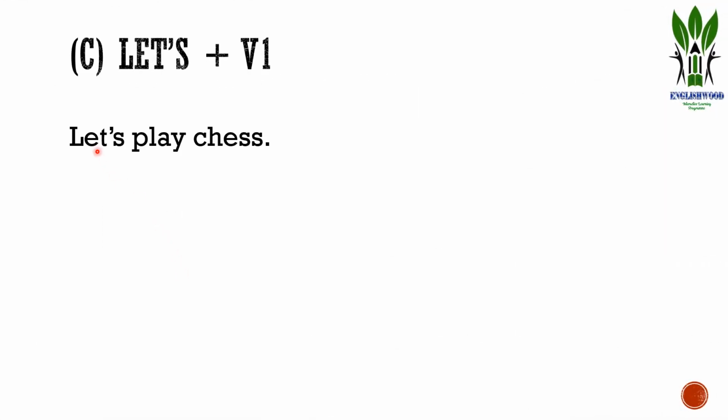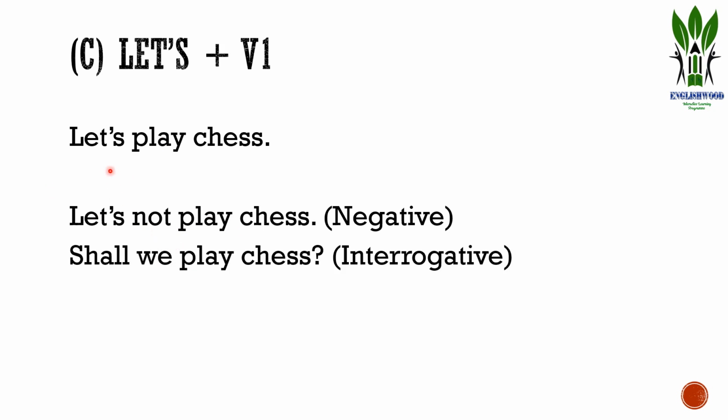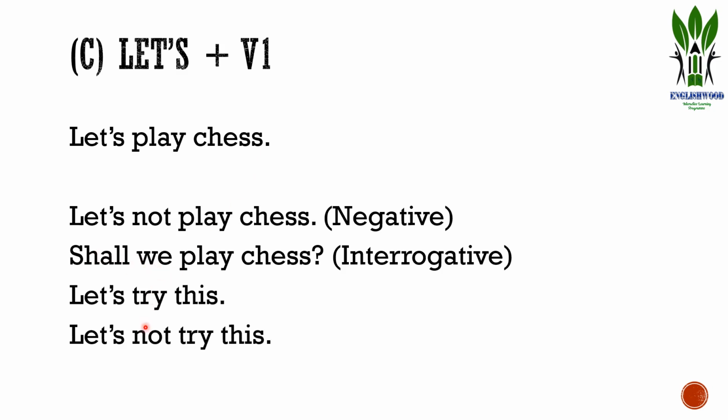Let's plus verb 1 now. Let's play means let's not play. Negative. So not, don't, okay? Don't let's play. No, just very odd. Okay, let's not play. Just before the main verb, use not. Okay, you just use not after let's. Let's not play. Then with the let's is shall, because in the tag also, let's play chess, shall we? Same thing. Shall we play chess? Let's try this. Let's not try this. Shall we try this? So this is how.